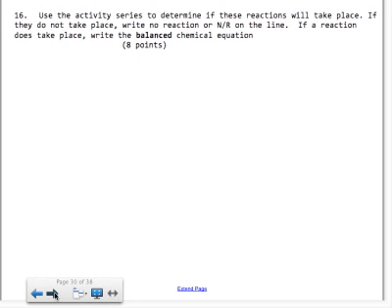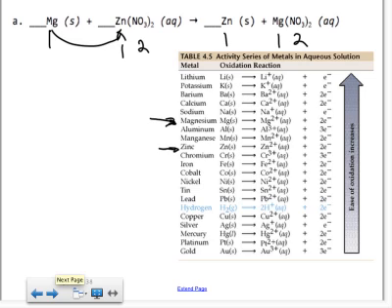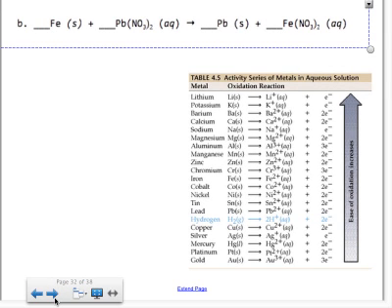So use the activity series to see if these will take place, and then are they balanced or not. So will magnesium replace zinc in this single replacement reaction? Here's magnesium on the activity series, here's zinc. Magnesium is above zinc on the chart, which means it can replace zinc in the equation. So that will happen. Here's the balancing. There's 1 magnesium, 1 zinc, 2 nitrates on the left, 1 zinc, 1 magnesium, 2 nitrates on the right. It's already balanced.